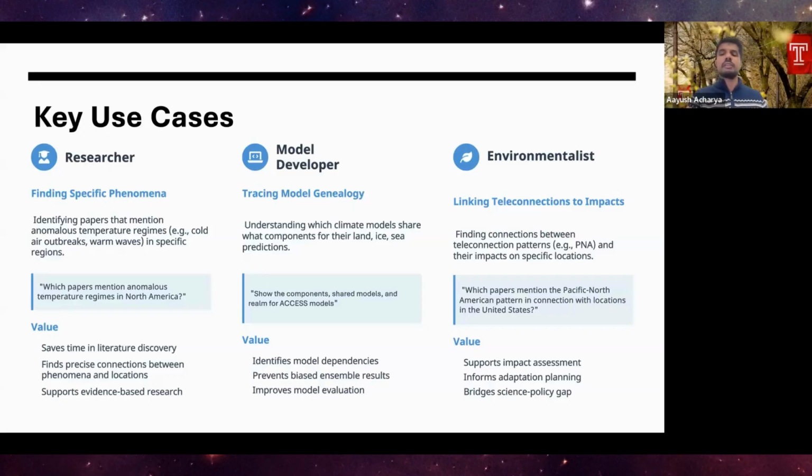And what about an environmentalist? You can just ask which papers mentioned the Pacific North American pattern in connection to a location. So it's about finding teleconnection patterns. We also include GCMD Plus concepts, so that's why this query will be possible.